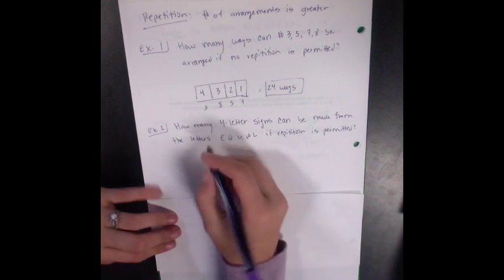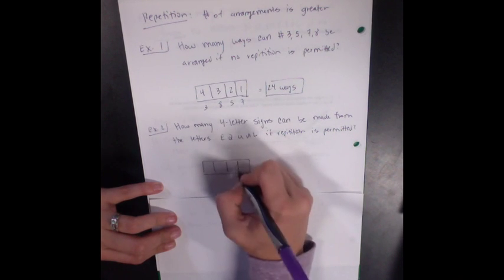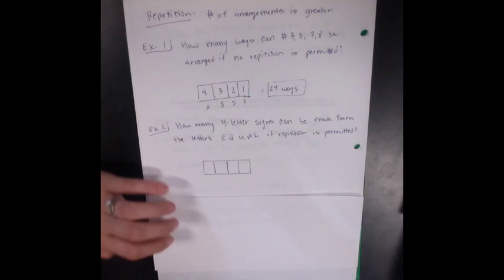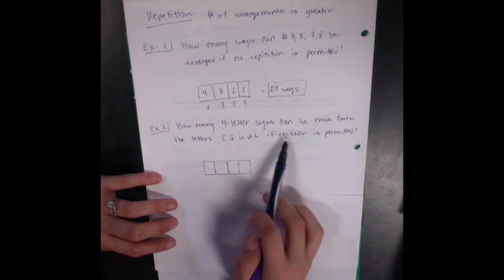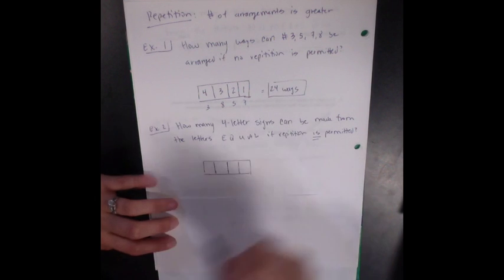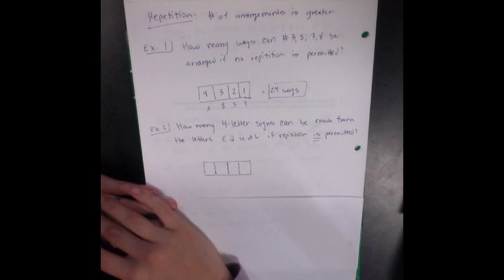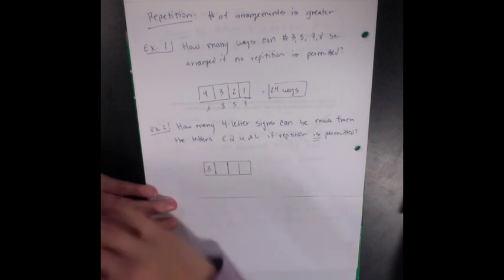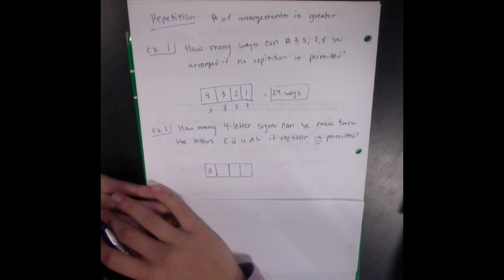How many 4-letter signs, meaning I'm going to again have 4 boxes, can be made from the letters E, Q, U, A, L if repetition is permitted? So I have 1, 2, 3, 4, 5. I have 5 letters. So my first box, I have 5 letters I can choose from. I can choose E, Q, U, A, or L.